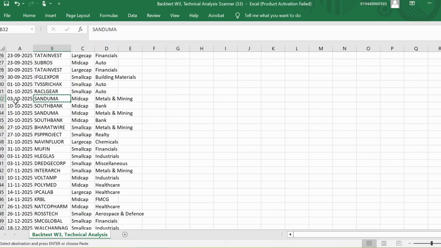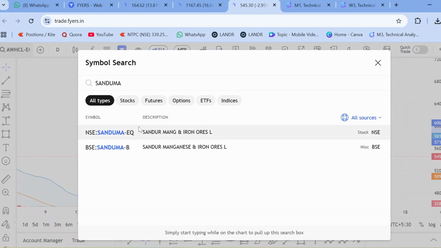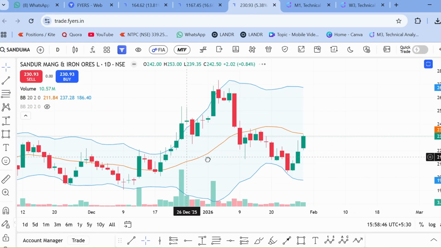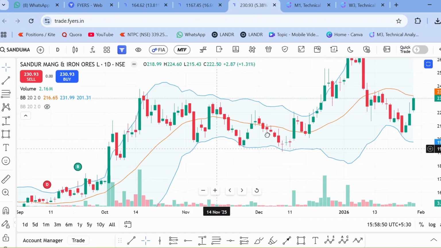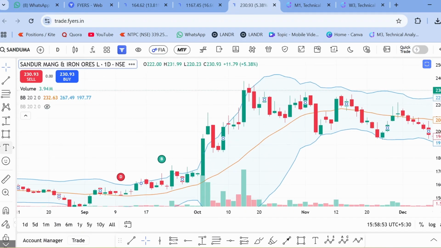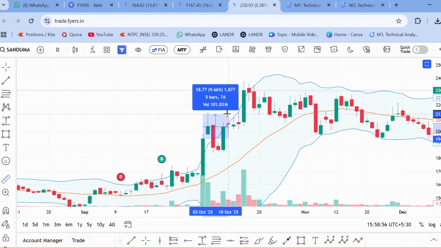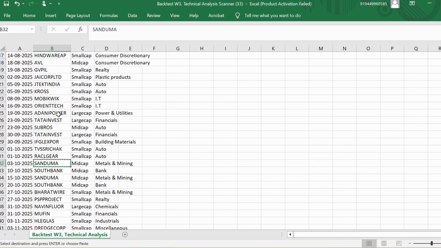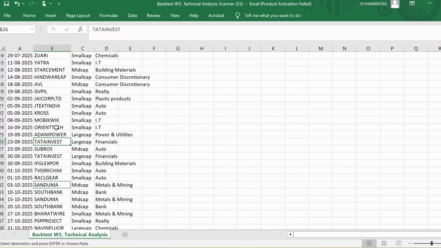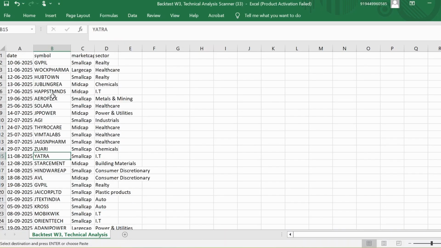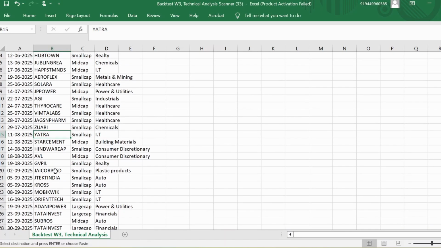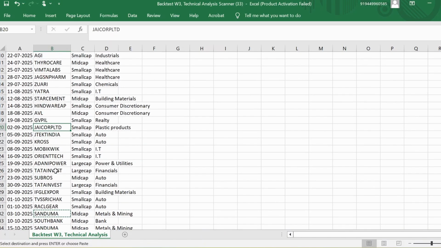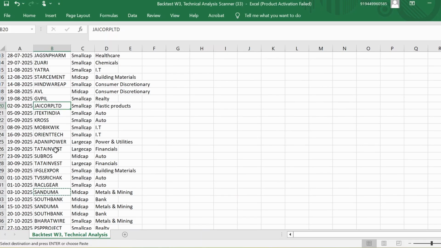Let's say Sanduma, which is 310 we got. I'll open Sanduma. A few months back we got Sanduma on 310, let's see, which is October 10. Okay, exactly here we got Sanduma. You can see the immediate next day it shot up 10%, just a 10% rally the immediate next day in Sanduma. As I said, like Tata Invest, you can see we got our Orientech here. There are many trades which we got, Star Cement, Yatra. There are some other trades which I mentioned, Jai Corp. You can see Jai Corp is here, which is 2nd or 9th September, and I mentioned Vimta Labs also, right? So Vimta Labs also came, I think, before Jai Corp.